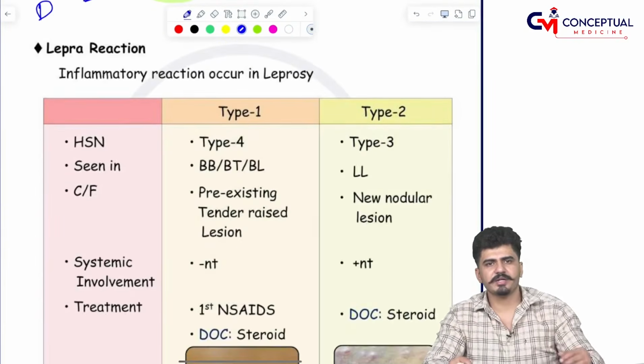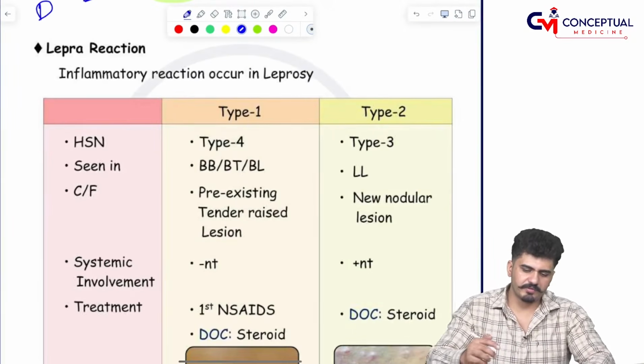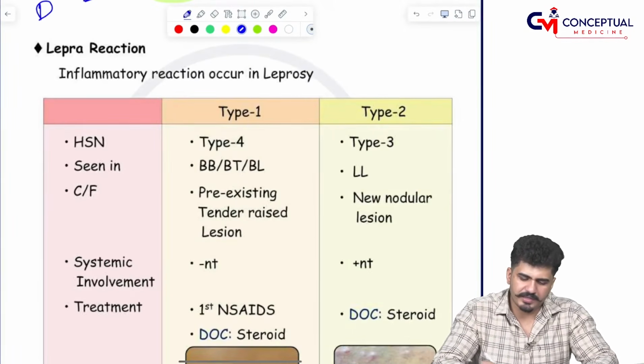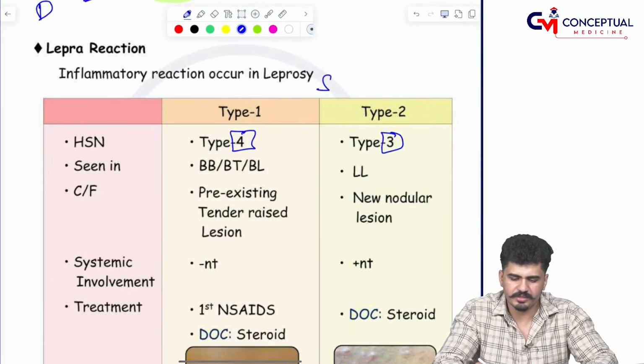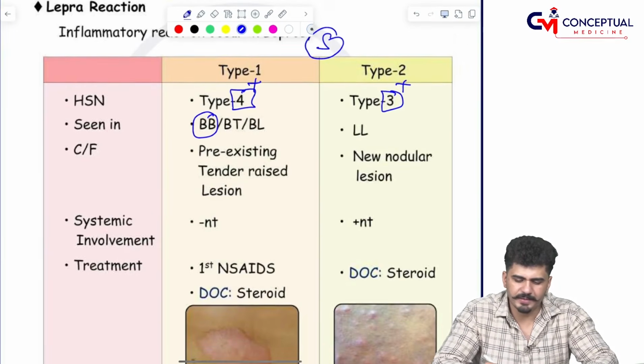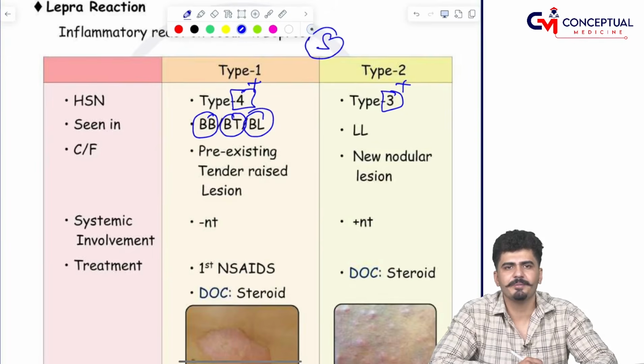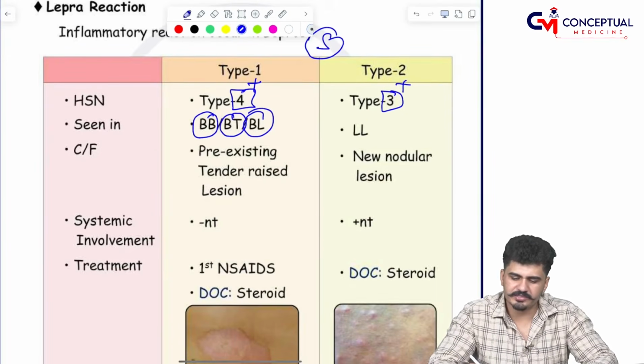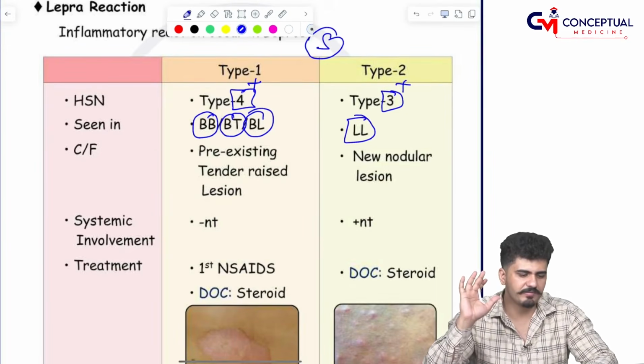Now lepra reaction: type 1 and type 2 lepra reaction. Type 1 lepra reaction is associated with type 4 hypersensitivity and type 2 is associated with type 3. Total sum would be 5: 4 plus 1, 2 plus 3. Type 1 is seen in BB, BT, BL, and type 2 is associated with LL type of leprosy.